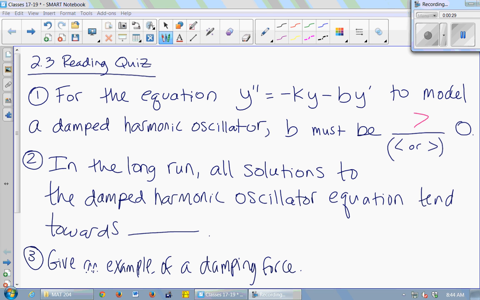In the long run, all solutions to the damped harmonic oscillator equation tend towards 0. Give an example of a damping force: friction. There are others. Did anybody put something other than friction? Sure, air resistance.